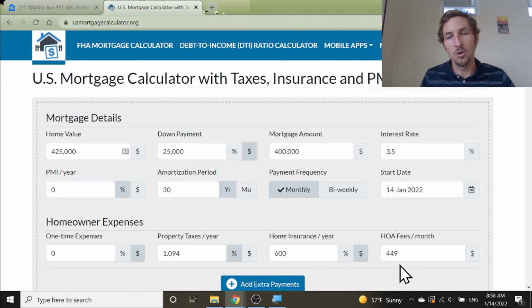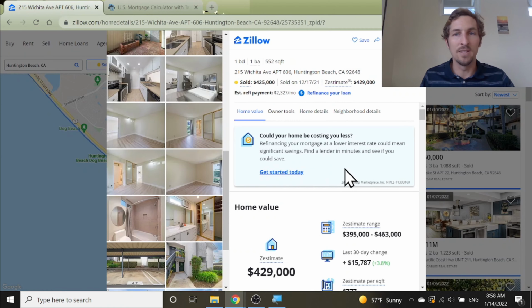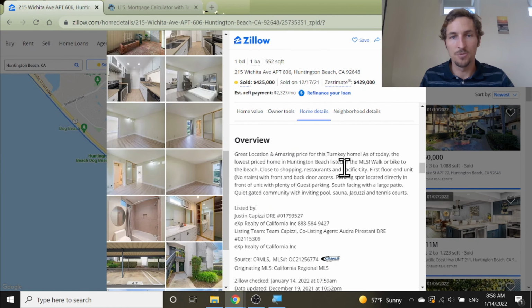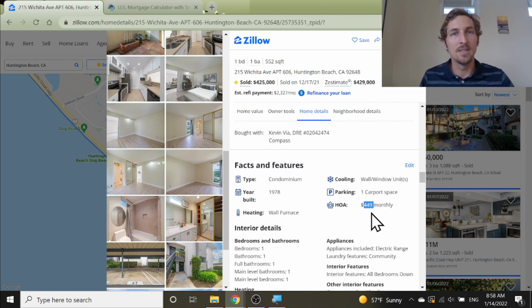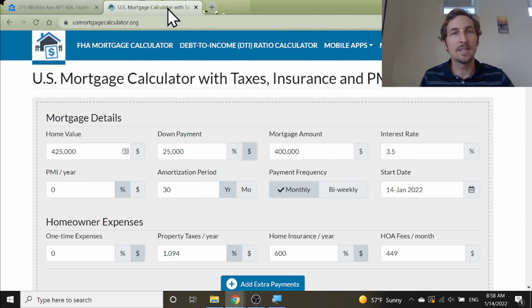And here's the HOA fees. So I found the HOA fees by scrolling down here on the page. Right here in the facts and features, it says the HOA is $449 per month. So that's money that you put into a collective pool with the other condominium owners, and you all use it for collective expenses like insurance on the building as a whole, maintenance, landscaping, etc.